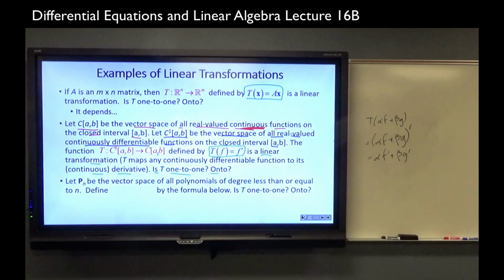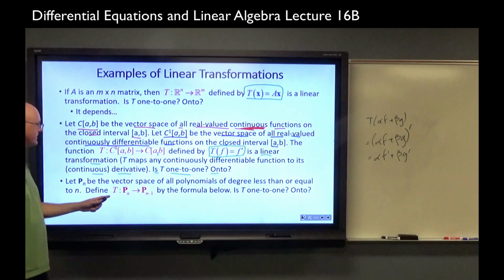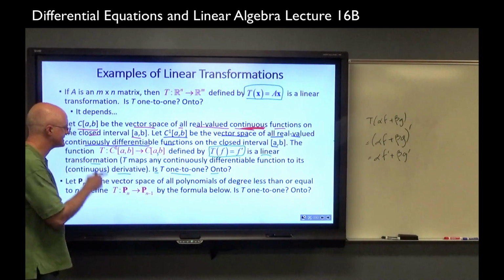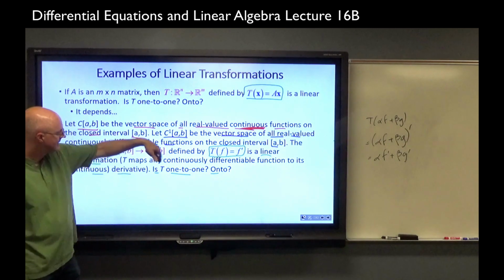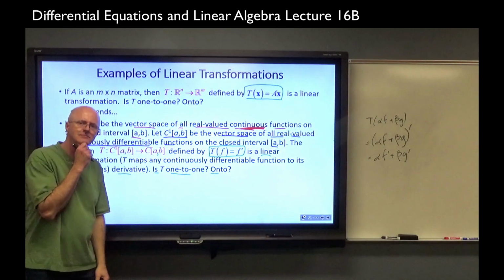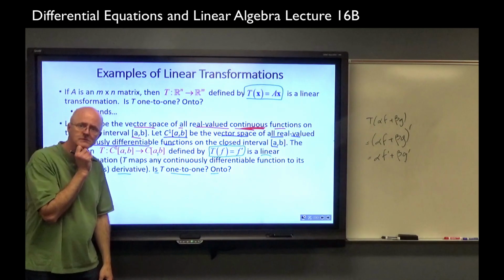Here's another example that's related. Let Pn be the vector space of all polynomials of degree less than or equal to n. Define a linear transformation from Pn to Pn minus 1. Oh, I guess I forgot to answer these questions. Okay, let's do that quick. Is T one-to-one? You think about it. No, it's not.